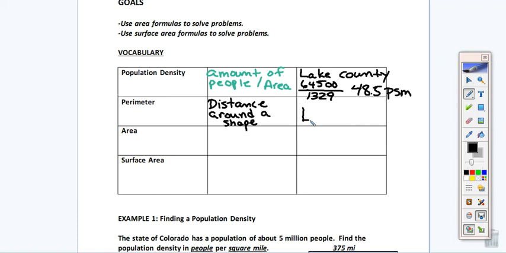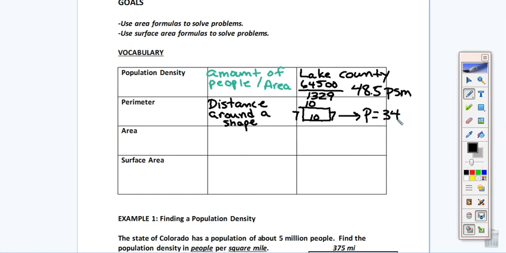Okay, so if I had this as a shape, maybe this side is 7, this is 10, this is 7, and this is 10. 7, 10, 7, 10. What's the perimeter of that shape right there? 34 units, yep. Perimeter would be 34 units.